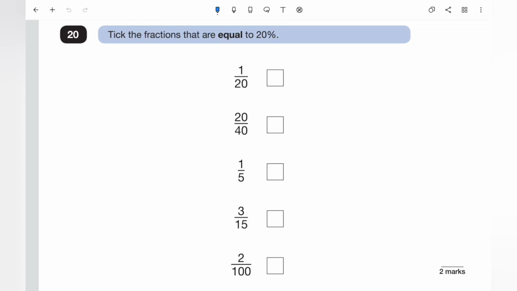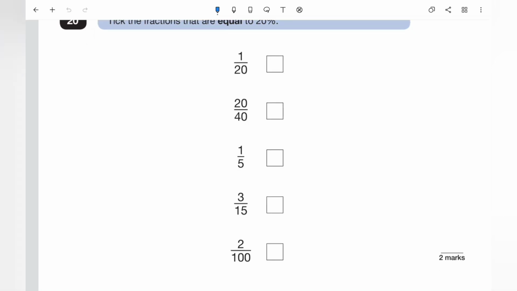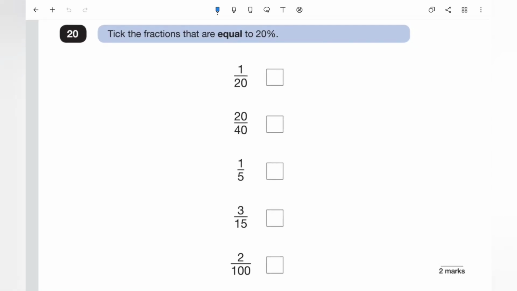So the question reads, take the fractions that are equal to 20%. Now we've got 5 options and we need to see which ones are equivalent to 20%. So the first one we have is 1 out of 20. So you might ask yourself, how do we convert this to a percentage? So we know that it's out of 100.